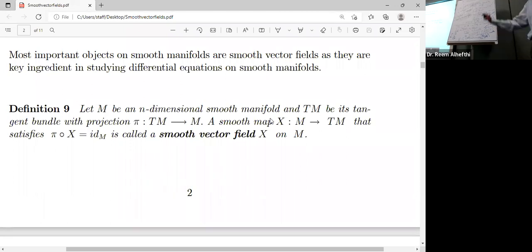So a smooth vector field, with this definition as a section of the tangent bundle, gives you a derivation of the ring of smooth functions. Conversely, given a derivation of the ring of smooth functions, or algebra of smooth functions, you recover the vector field. These two things are equivalent.